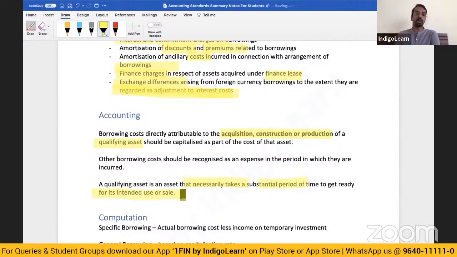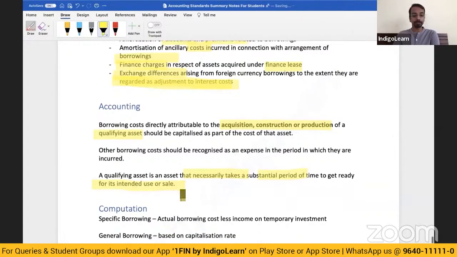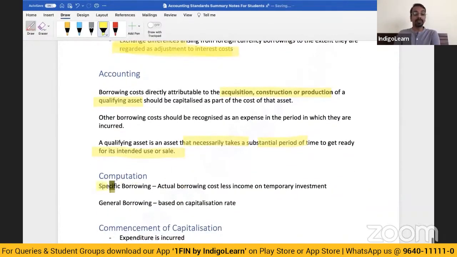It is purely on the call of the entity, right? Then how do you compute? If there is a specific borrowing, what is the meaning of specific borrowing? I am constructing a building. For that building, I have taken a loan, and that loan amount I am using for the purpose of the building. So I can identify this loan is going for this particular building. That is called specific borrowing. If it is a specific borrowing, you will take actual borrowing cost less income on temporary investment.